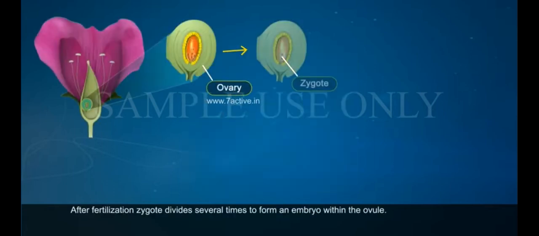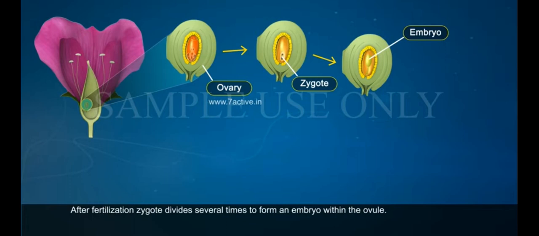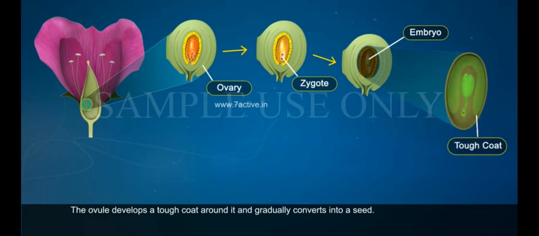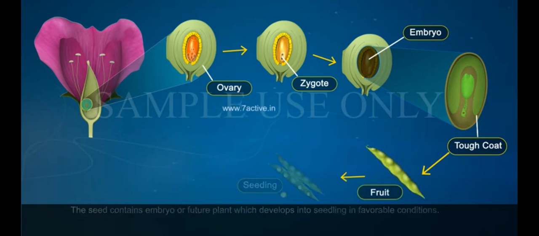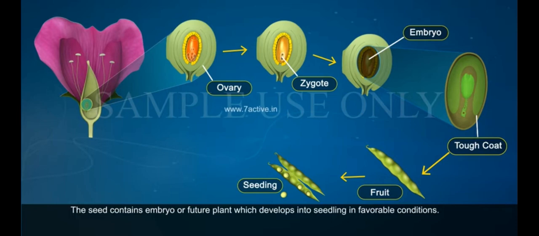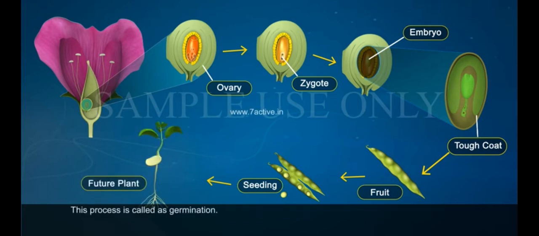After fertilization, the zygote divides several times to form an embryo within the ovule. The ovule develops a tough coat around it and gradually converts into a seed. The ovary grows rapidly and ripens to form a fruit. The seed contains the embryo or future plant which develops into a seedling in favorable conditions. This process is called germination.